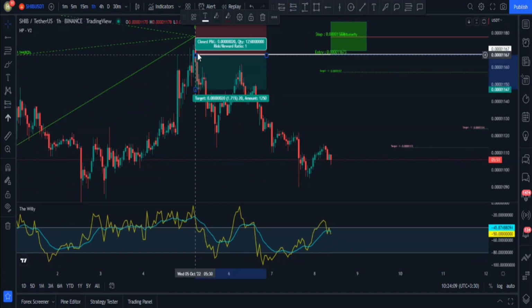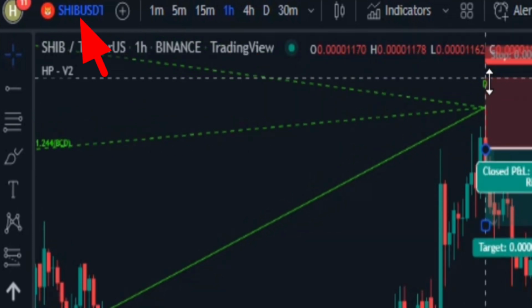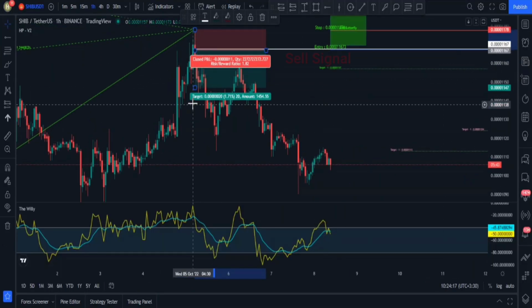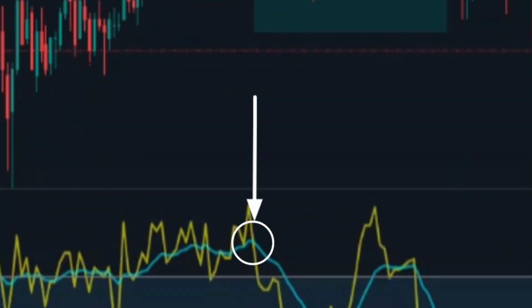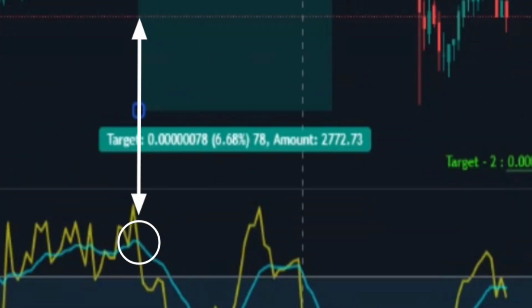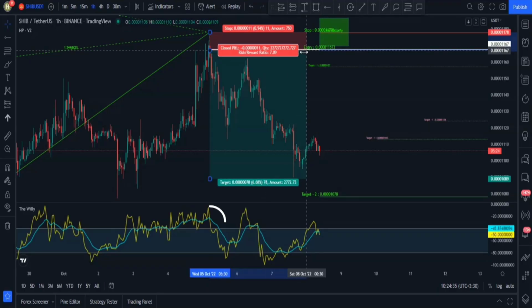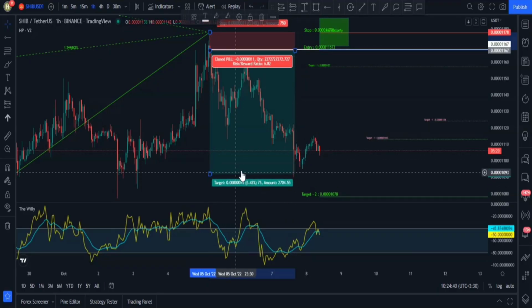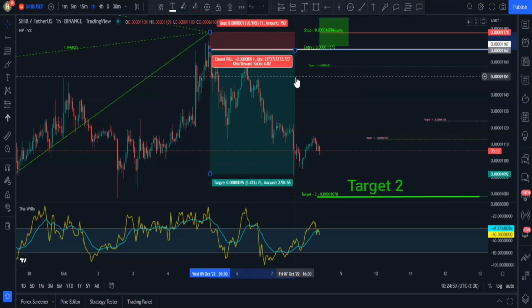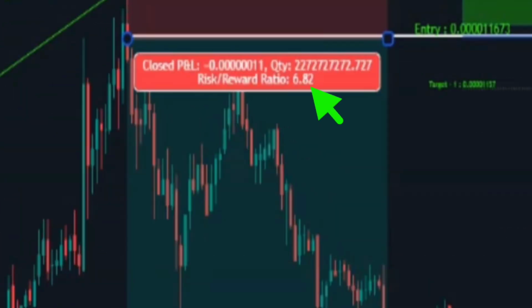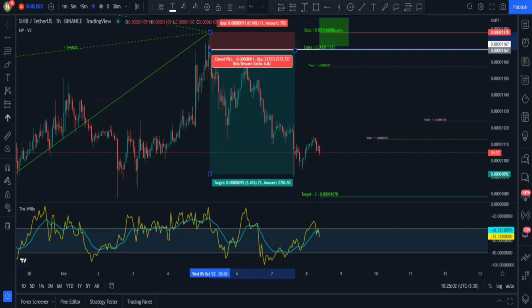See, in this example, in the 1-hour time frame on the Shiba chart, we got a sell signal according to the harmonic pattern, and at the same time, the Williams indicator has given us the confirmation. We could have entered this trade and reached our first target without any difficulties, and the price even has almost reached the second target. With the exact signal from the Williams indicator and an amazing 6.8 risk-reward ratio, we could have exited the trade with a lot of profit.